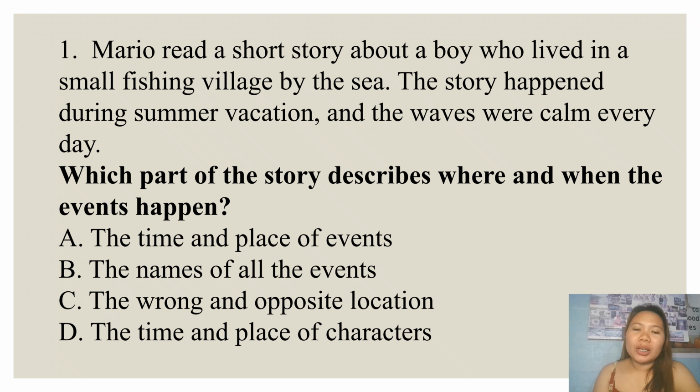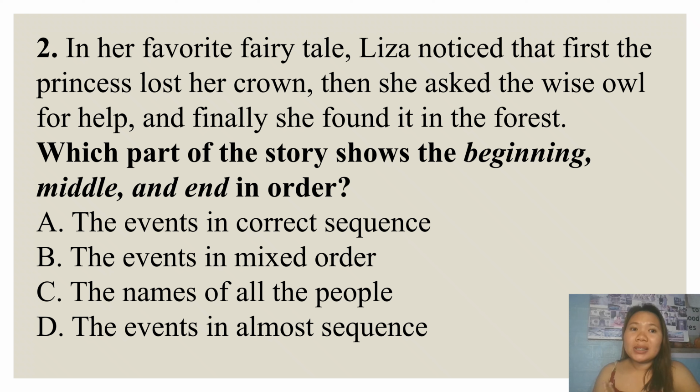Number 2. In her favorite fairy tale, Lisa noticed that first the princess lost her crown. Then she asked the wise owl for help, and finally she found it in the forest. Which part of the story shows the beginning, middle, and end in order? A. The events in correct sequence. B. The events in mixed order. C. The names of all the people. D. The events in almost sequence.